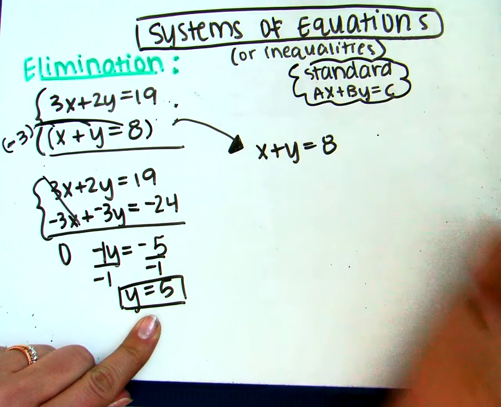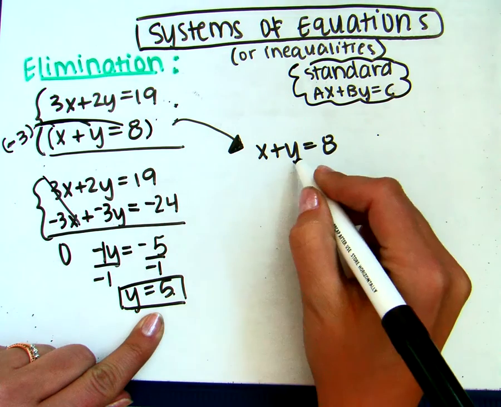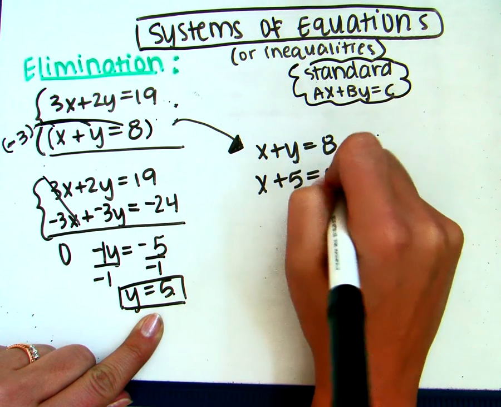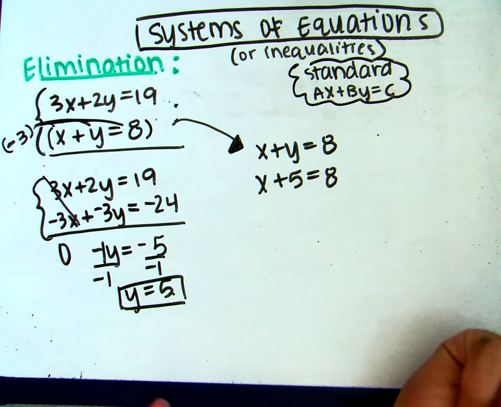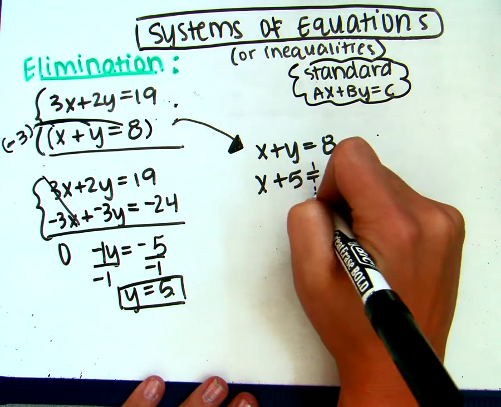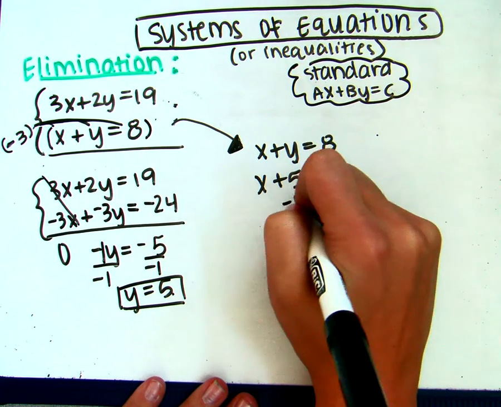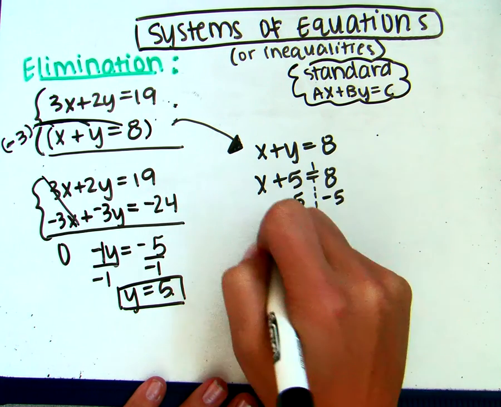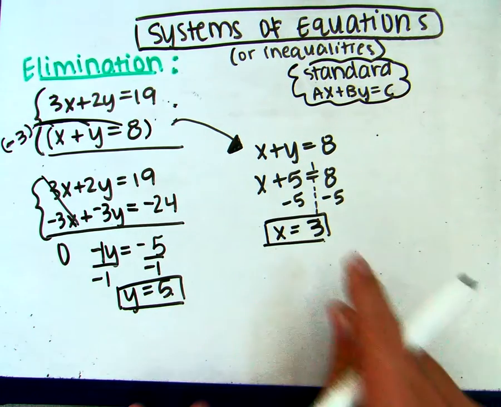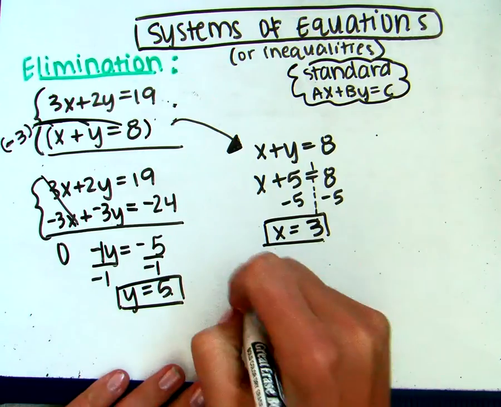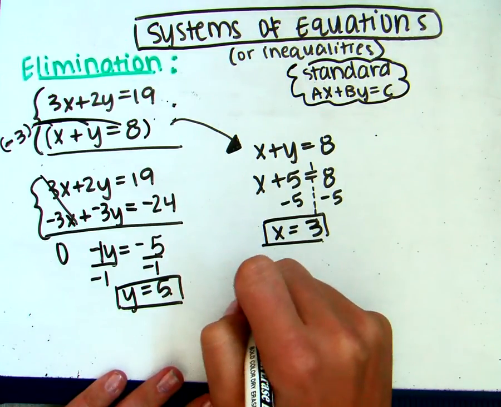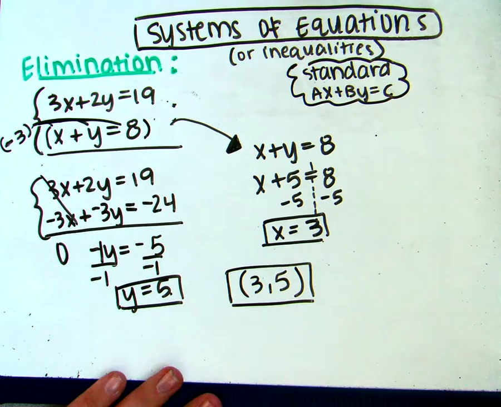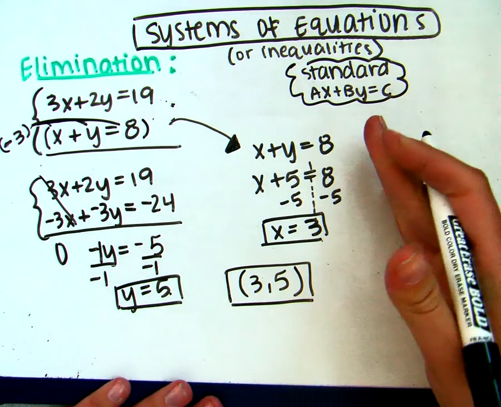So I plug in my 5 for the y, so I have x plus 5 equals 8, and now I can solve for x. I need to get the x alone, so I minus a 5, minus a 5, and I get x equals 3. Now, I have my solution, so I need to write it as a coordinate. Your x goes first, and then your y. So you have one solution. Your lines obviously crossed.